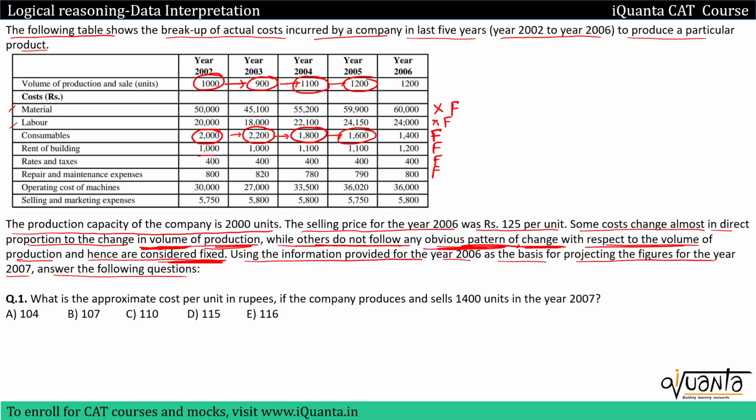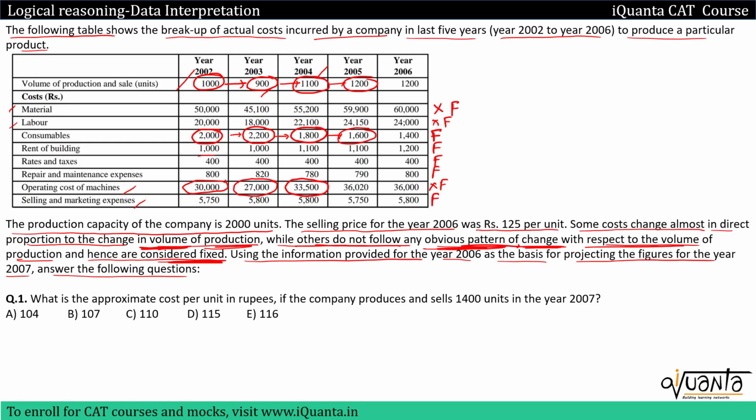But when you come to the operation cost of machines, with the number of units 1000, the cost is 30,000. For 900 units, the cost has decreased to 27,000. When the number of units is 1100, the cost is 33,000. So this is following a pattern, hence this will not be fixed. While if you check selling and marketing expenses, this will be fixed.